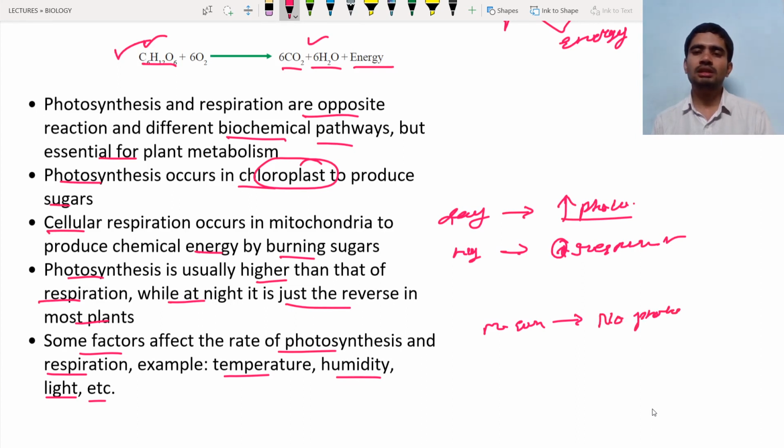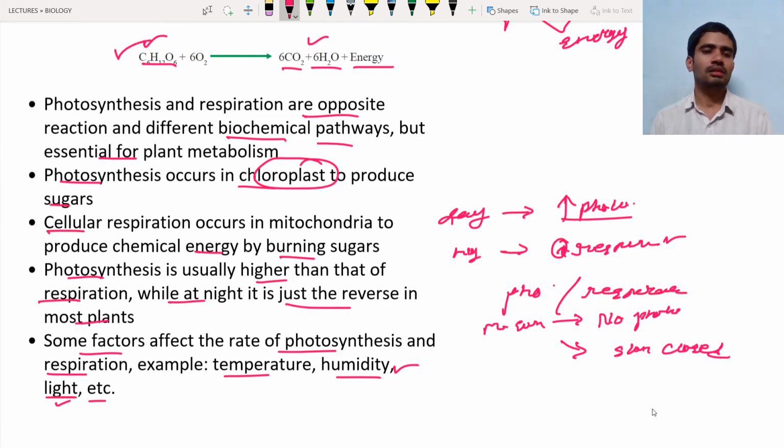Also, to save water in the huge bright sunlight, if the sunlight is very bright, the stomata are going to get closed. As a result, there is no photosynthesis in the very bright sunlight, especially in the summer season. Not only that, humidity, if the water vapor is more, is also going to alter the rate of photosynthesis. Light also affects the rate of photosynthesis, and so on. These factors are going to interfere with photosynthesis and also respiration. These are the main important factors.